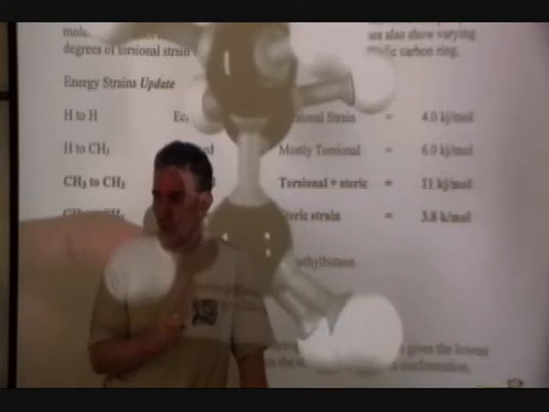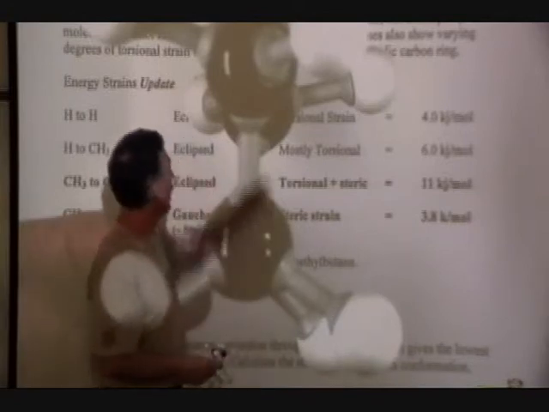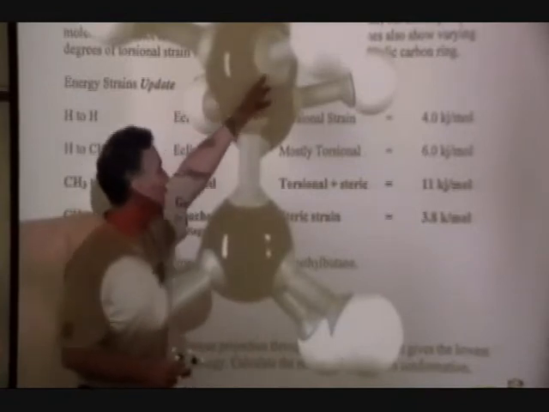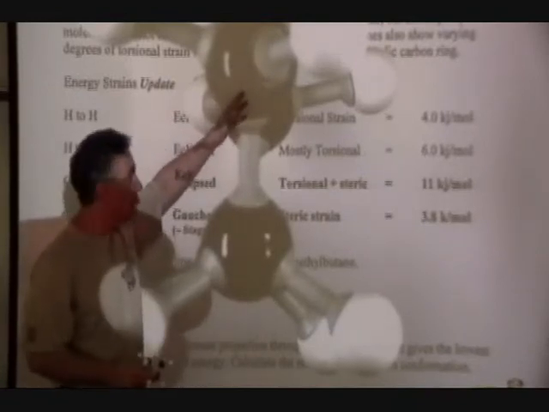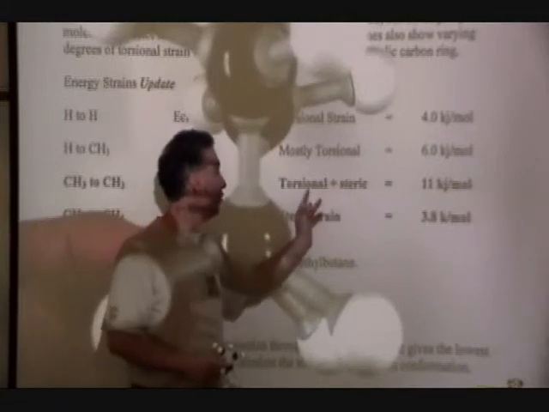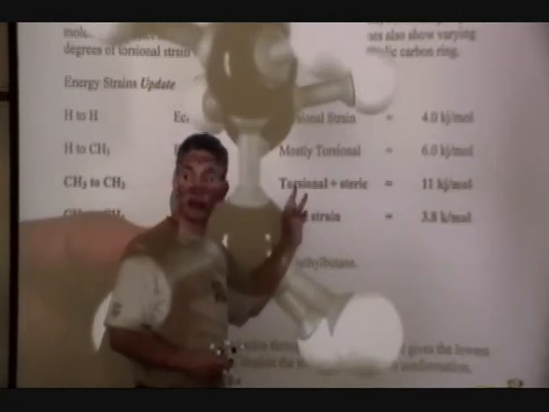So we've been talking about torsional strain, which is bonding orbitals getting too close. When the atoms themselves are physically getting too close to each other, that's when we talk about steric strain. And that CH3 group interaction in this eclipse conformation is a mixture of the two. Torsional from the bonding orbitals and steric from the atoms themselves, giving 11 kilojoules per mole of strain.